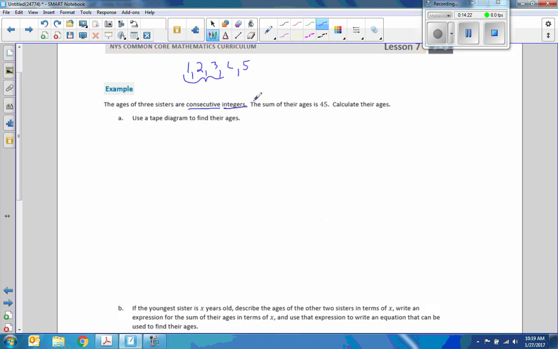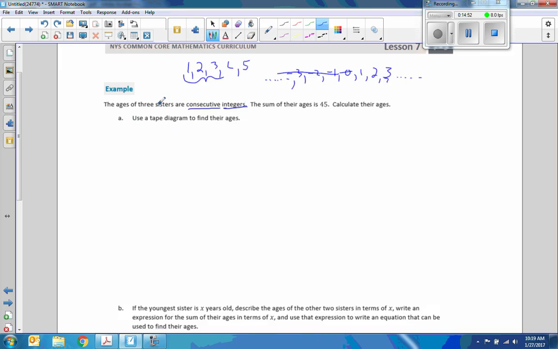An integer is any number from negative infinity to infinity, no fractions or decimals. So negative 3, negative 2, negative 1, 0, 1, 2, 3, going to infinity in both directions. Okay? So, we want consecutive integers. Obviously, you can't be a negative age, and we're probably not dealing with a newborn. So let's start with 1s, 2s, and 3s.